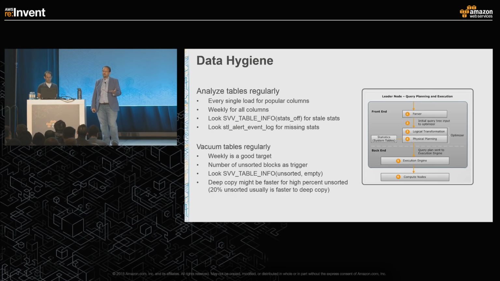Weekly, you should do a full analysis of all the columns so the optimizer has better statistics about all the data in your table. There is a view we added recently called SVV_TABLE_INFO, and the column called stats_off can tell you how much percent of the table has stale stats. And then you know when to gather stats. Also, you can look in the STL_ALERT_EVENT_LOG for tables that are missing stats altogether, if you never gather stats on a table, which is possible and can cause you a lot of problems.